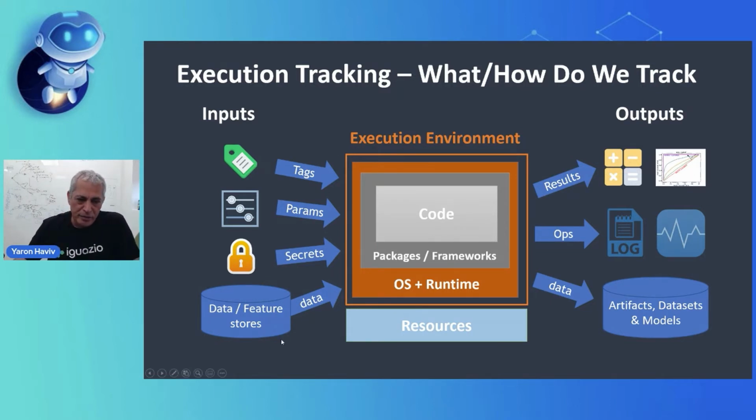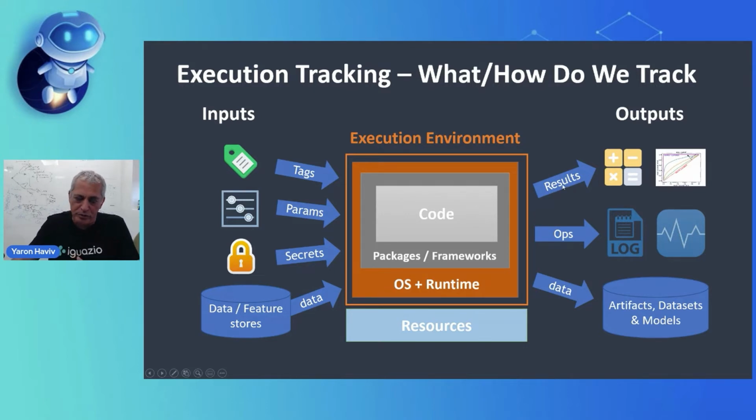And now we have inputs. The inputs into such a process will be things like labels. We may want to label every run, parameters, secret credentials, code. We do need to run this code with some resources that may need to be protected. And data inputs, like a data set that we want to train on, or a data set that we want to manipulate and generate a new data set from, and so on. So those are the inputs to our execution, and those are the outputs of the execution.